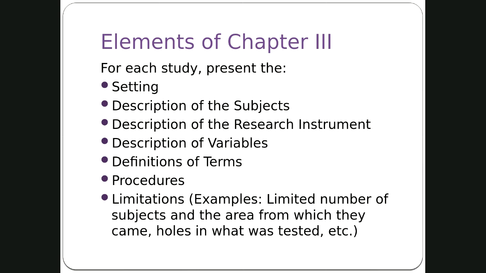You want a description of the variables. What were the independent variables being tested? What were the dependent variables, which are the outcomes? Definition of terms: some experiments are going to have very specific terminology that they use for their studies. Make sure the reader understands those. Procedures: you want to make sure you describe the procedures involved.